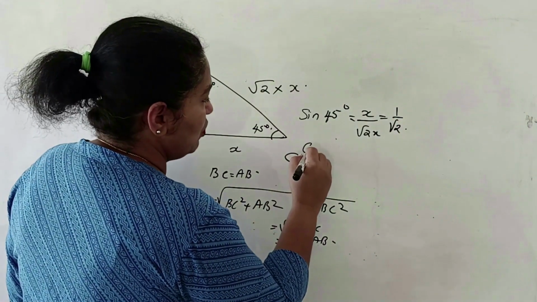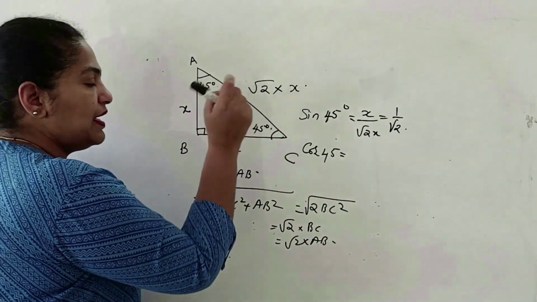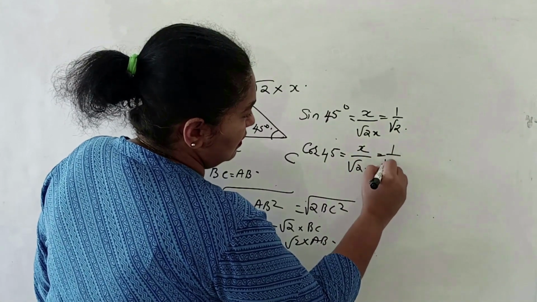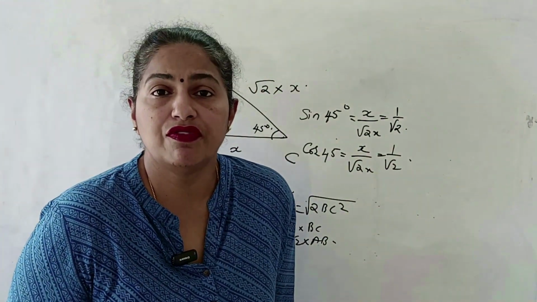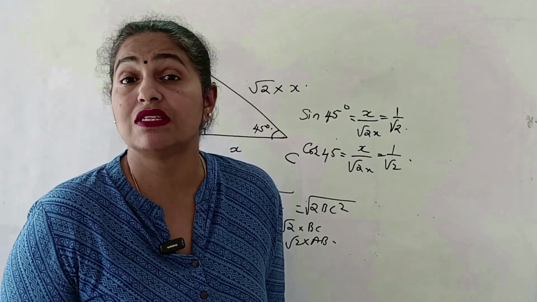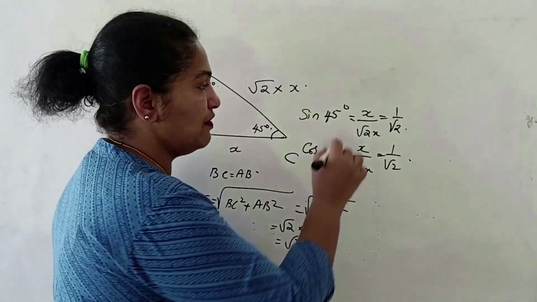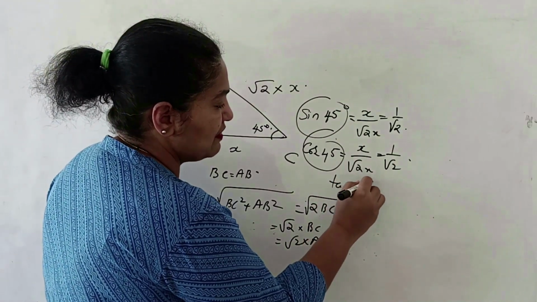Now what can I say about cos 45? Cos 45 is adjacent side by hypotenuse. It is the same value, 1 by root 2. So as far as 45 is concerned, sin 45 and cos 45 have the same value. Now what about tan 45? One of the most beautiful values, sin 45 by cos 45, tan 45 is a 1.